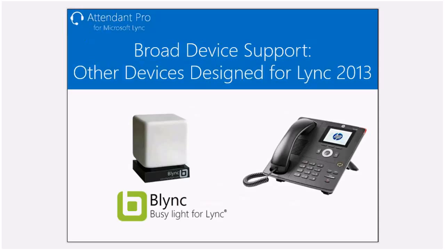The Blink Busy Light is a prime example of a piece of hardware that an attendant might need. If they're a front desk receptionist that's answering calls and talking to people, that's a great device. Before this, the Blink Busy Light or those types of devices had a challenge being compatible with the Attendant 2010 console, for example. And we also have the HP 4120 as another example of a Lync Phone Edition that is compatible. So to summarize the broad device support, if it works with Lync 2013, it works with Attendant Pro.